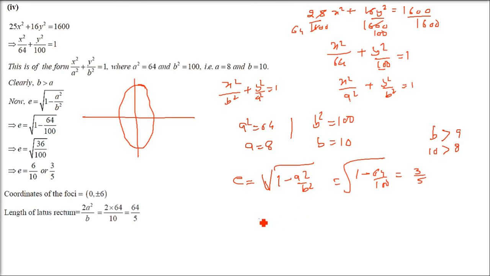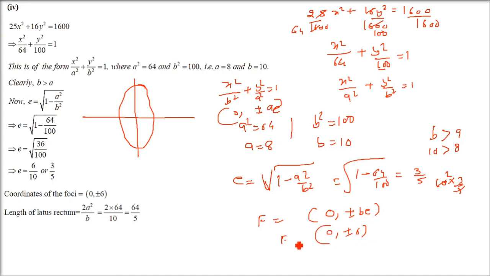And the focus, again focus also we have to change. In this convention it would change. This would be plus minus simply ae, 0 comma plus minus ae, because a would be what is below y square, but we haven't changed. So we have to change to 0 comma plus minus be, because now we are dealing with the vertical axis. So 10 into 3 by 5, b into e, 0 comma plus minus 6, it is the focus.